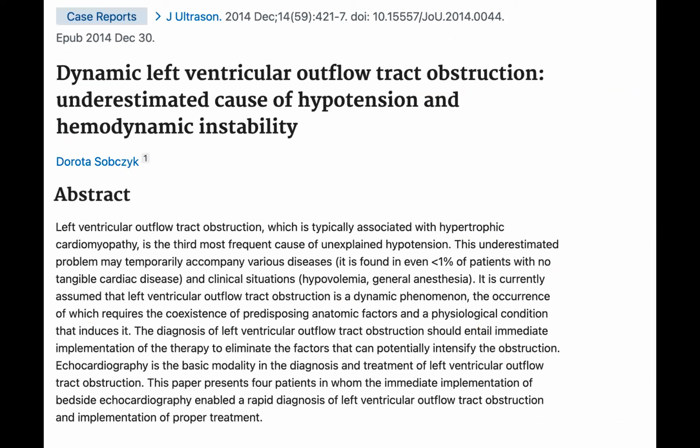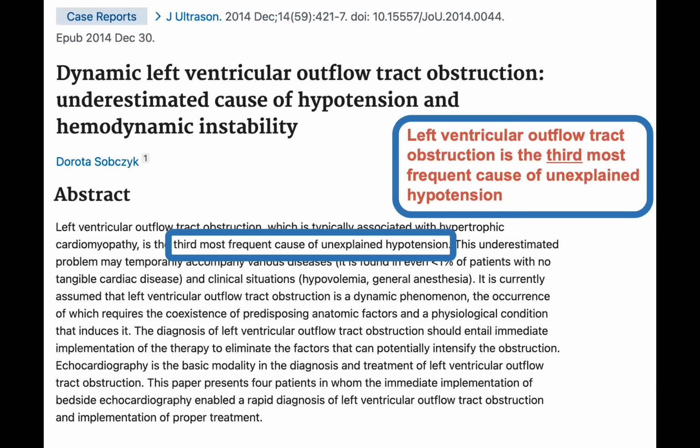This is a study, dynamic left ventricular outflow tract obstruction, underestimated cause of hypotension and hemodynamic instability. And in this study, they said that left ventricular outflow tract obstruction is the third most frequent cause of unexplained hypotension. So again, when I'm going to the bedside in a hypotensive patient with my ultrasound, I'm remembering that if I don't see anything else on my ultrasound, LV function, RV function, tamponade, hypovolemia, right? I'm also jumping to look for LVOT obstruction and make sure that this is not a reason my patient's hypotensive.